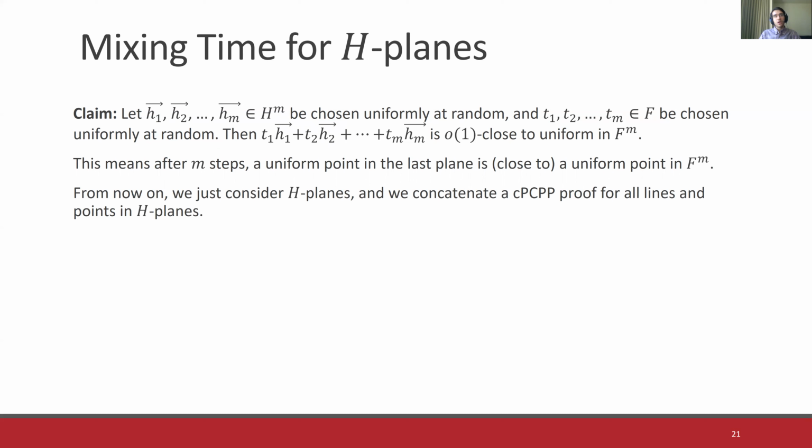So from now on, we just consider H-planes and we concatenate a CPCPP proof for all lines and points in H-planes. And we can view this set of H-planes as a de-randomization of all 2D spaces that we have in this hypercube.